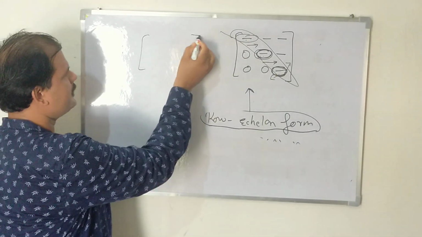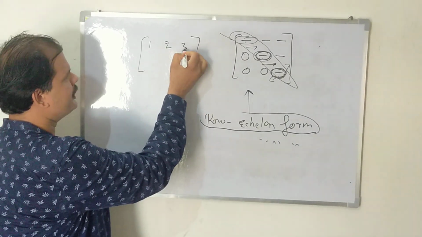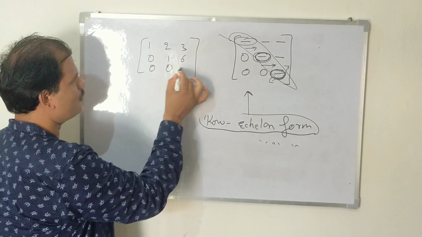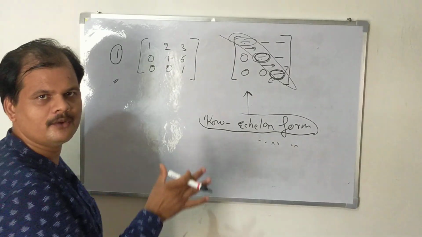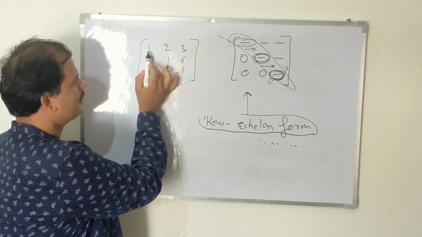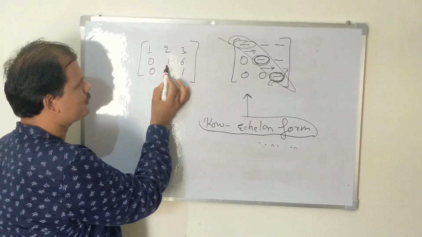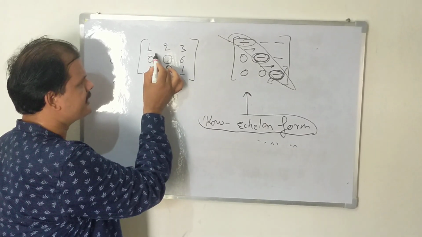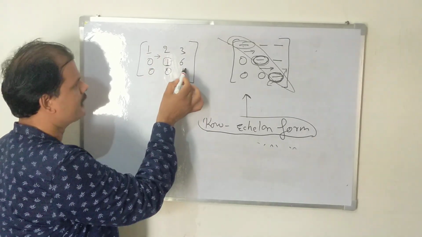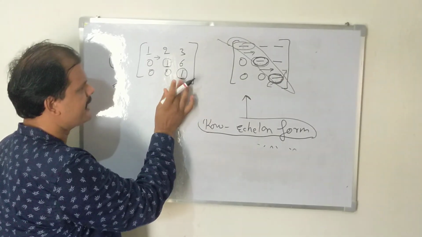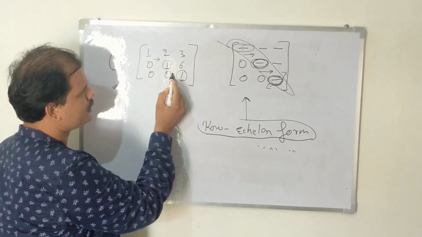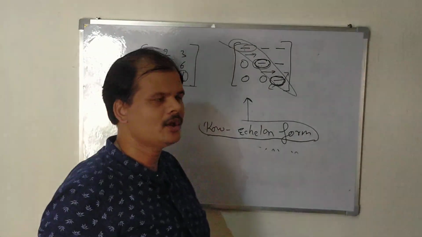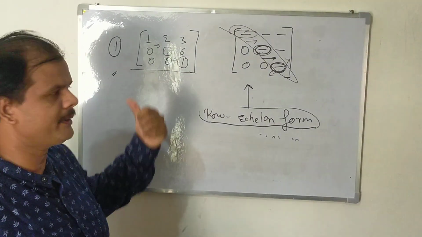I can take one example here. Suppose we have 1, 2, 3, 0, 5, 6, 0, 1, 6 and 0, 0, 1. So this is one example of row echelon form. The first non-zero entry of each row is 1. This is called the leading element, and if you take any leading element, it is to the right of the leading element of the previous row. So this is your row echelon form. So this is the row echelon form of the given matrix.